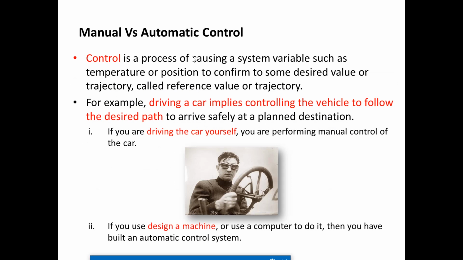So the manual versus automatic control. In manual control, the control is a process of causing a system variable such as temperature or position to conform to some desired value or trajectory called a reference value or trajectory.